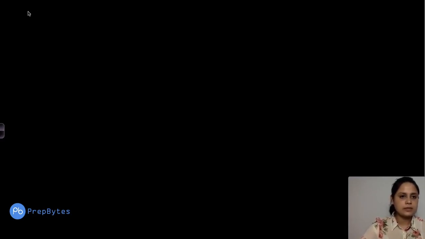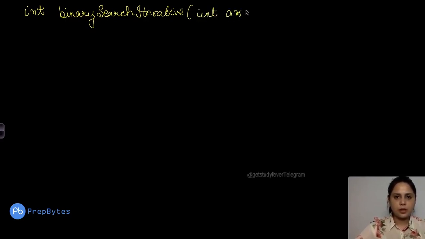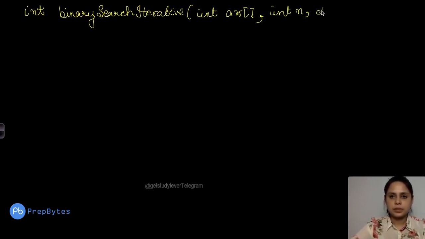Here we won't follow any language, we'll write generic code, and while we are writing the language-specific implementation, we will obviously see the syntax. Let's go ahead. So now we will have, let's say, the function int binary search iterative. I will take the parameters: int array, then the length int n, and then the data that I have to search.